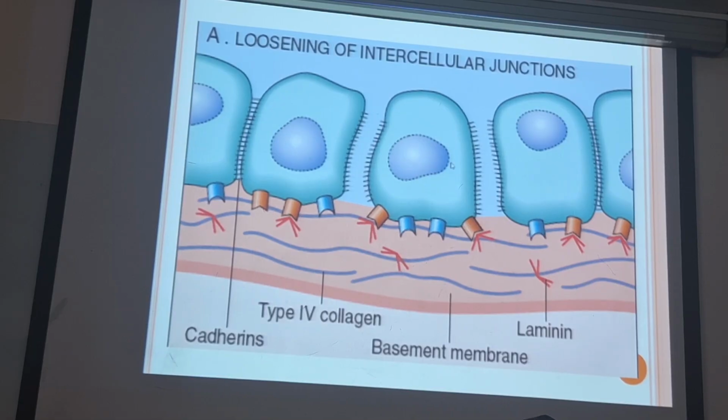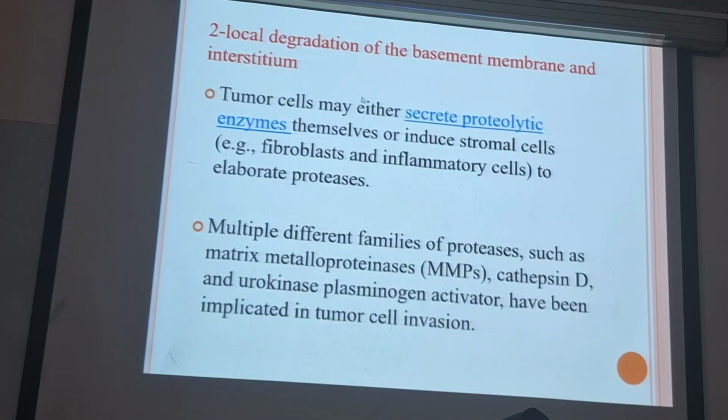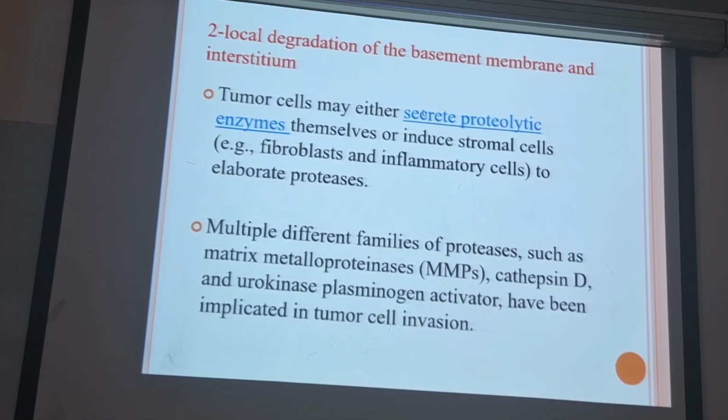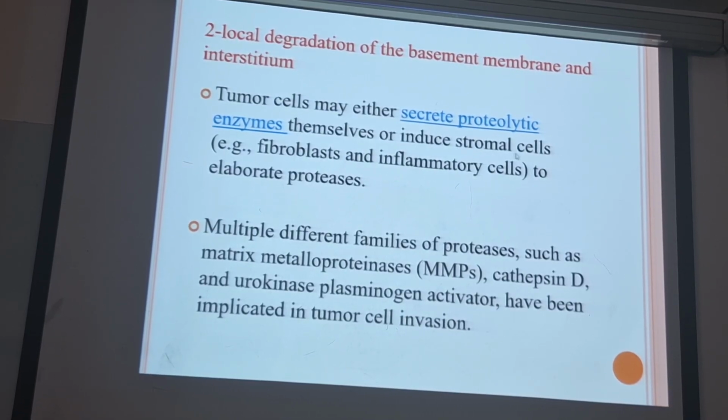Tumoral cells. You can see that we have no attachment to the surrounding epithelial tissue, and we have loosening of intercellular junction. After that, we have local degradation of basement membrane and interstitium. Tumoral cells secrete some proteolytic enzymes themselves, and also some stromal cells.